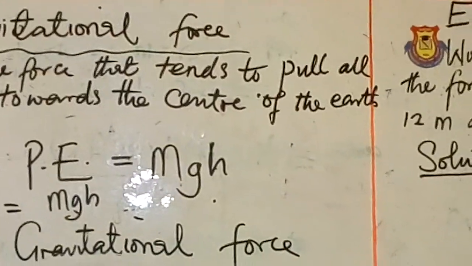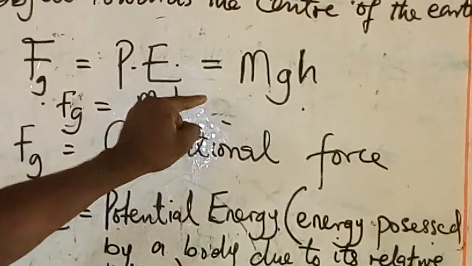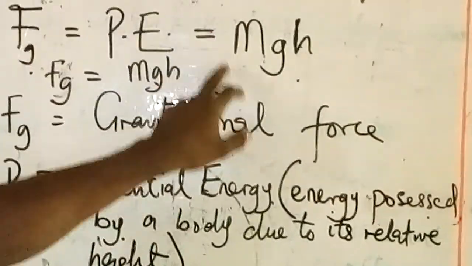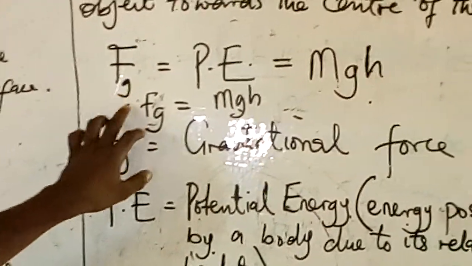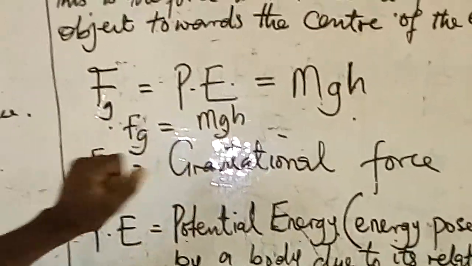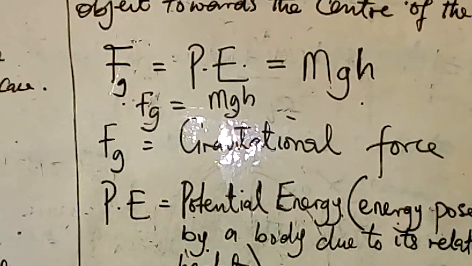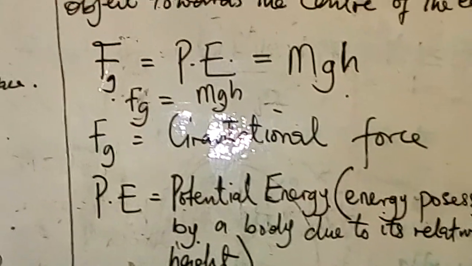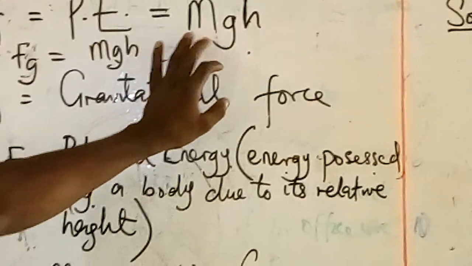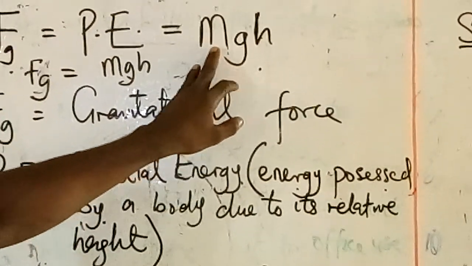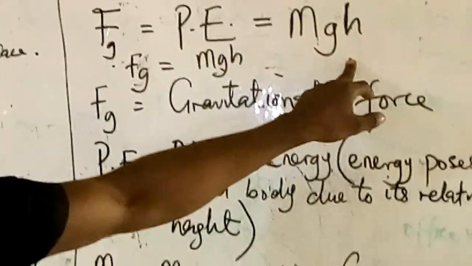Mathematically, we can represent it with a formula. Fg is equal to PE, and it's also equal to mgh. What is Fg? Force of gravity, that is gravitational force. Now, PE means potential energy. That means energy possessed by a body due to its relative height. And also, potential energy can be related to the mass of the body, that is mass of the body m times the acceleration due to gravity, g.